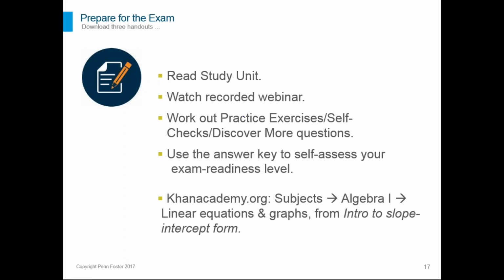Also, an outside resource that I think is valuable would be khanacademy.org. On the top left side of the screen, you're going to click on subjects and select Algebra 1. And from the list of lessons given, you want to select linear equations and graphs and start from intro to slope-intercept form. This is where the second part of this unit starts. So that's an outside resource. You don't have to use it, but if you would like extra help and extra practice, you can go there.